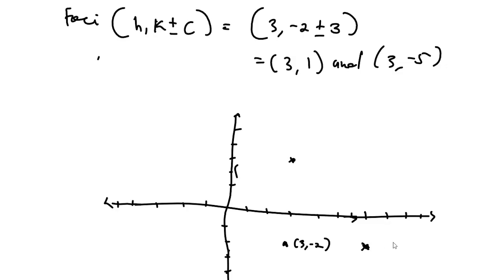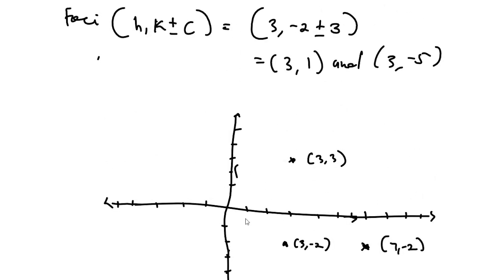7, -2. Plus 7, -2. Okay. So this is 3, 3. Then we have -1, -2. So -1, -2. So we have that one there. -1, -2. Now, how is it going to be? Let's join them and see.